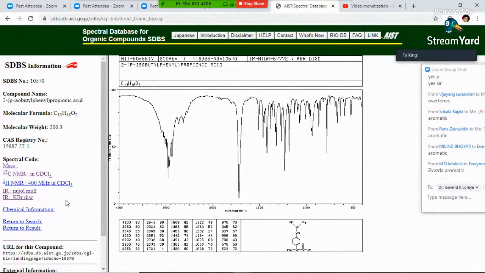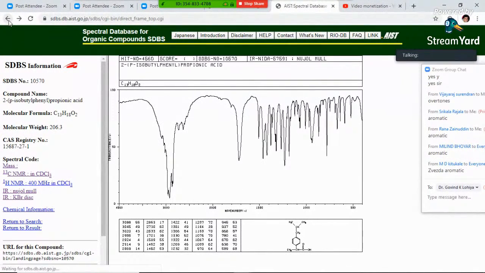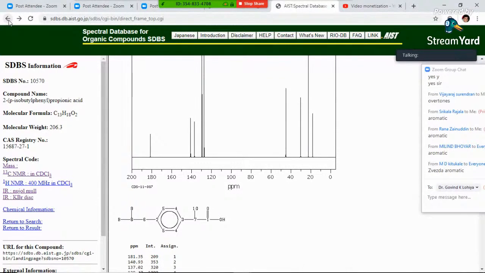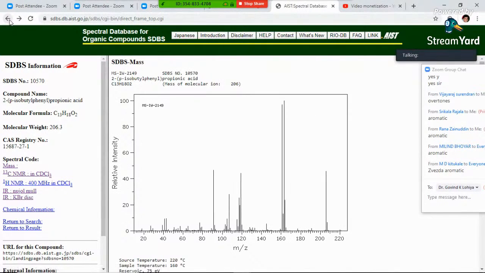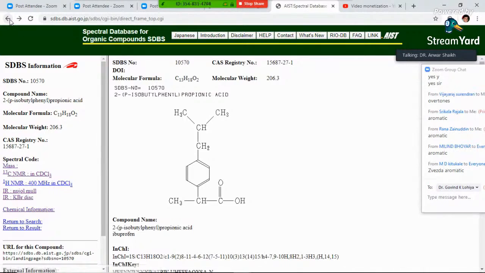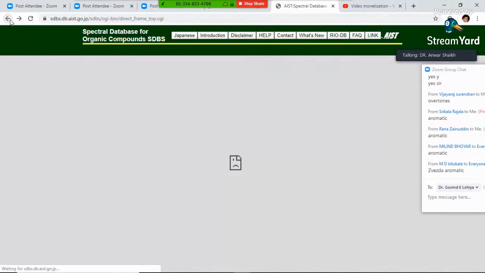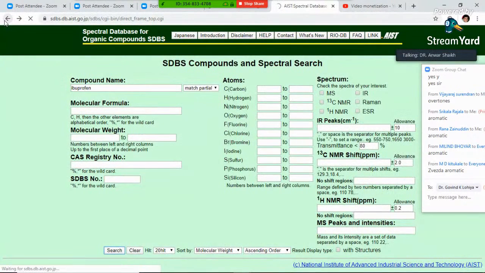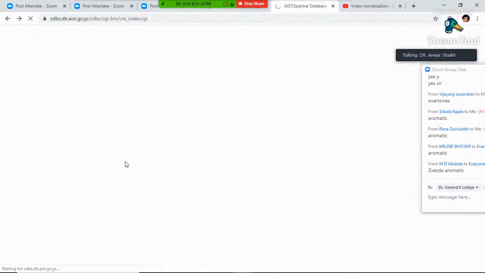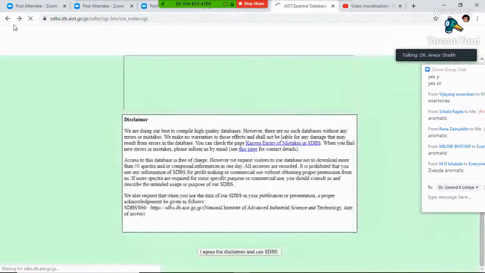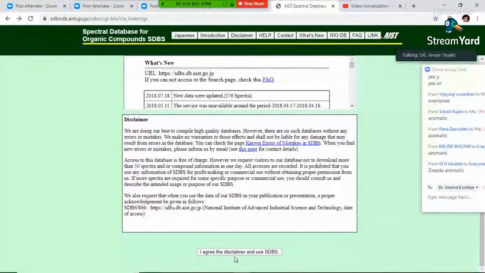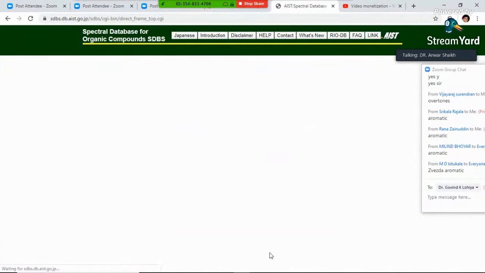On this website, n number of molecules are available. You can say heterocycles, substituted heterocycles, a large number of drug molecules are available on this website, and their database is available. But if you open this database, the first time it asks, I'll show you, that I agree to the disclaimer of the SDBS. So what does it indicate? That you will not use this database for your thesis purpose.